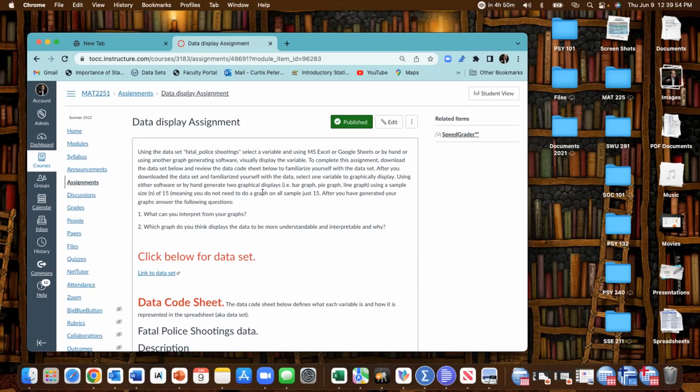And after you have generated your two graphs, what I want you to do is, one, I want you to interpret your graph. And two, I want you to answer which graph do you think displays the data to be more understandable and interpretable, and why. Okay, so that's the first assignment.